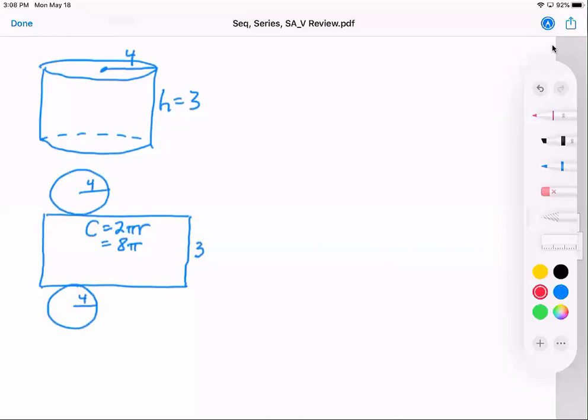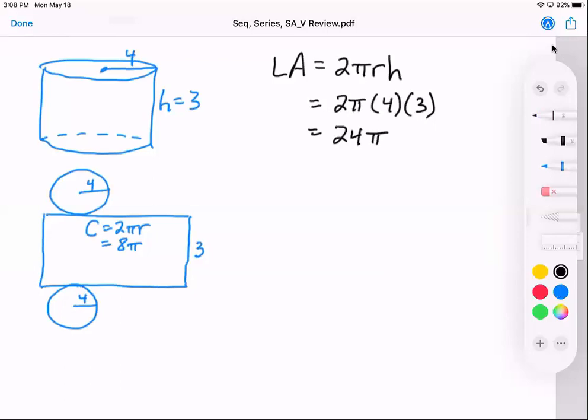So the lateral area, we could start with, the lateral area of a cylinder would be, in general terms, 2 pi r times the height. So the lateral area would be 2 pi times r, which is 4, times the height. So that would be 8 times 3 is 24 pi. Whatever the units are, squared units. So that's our lateral area.